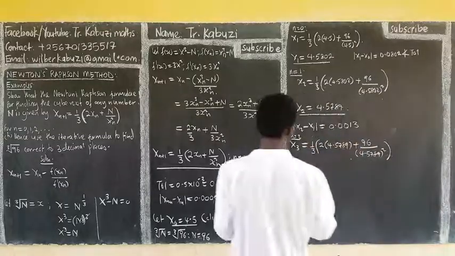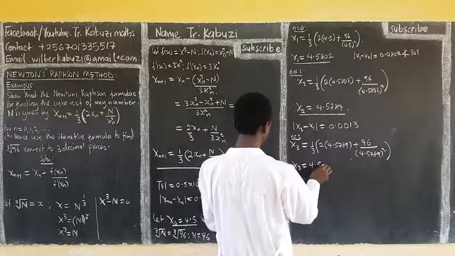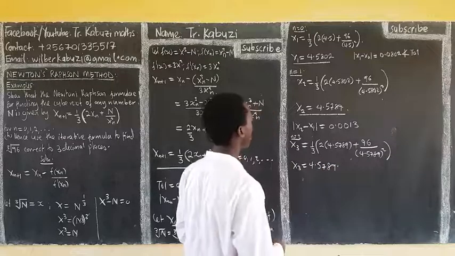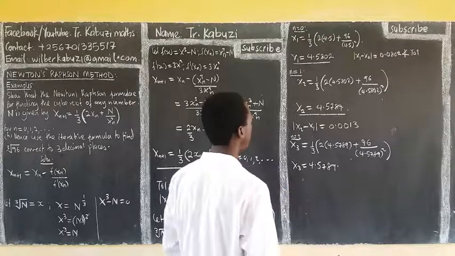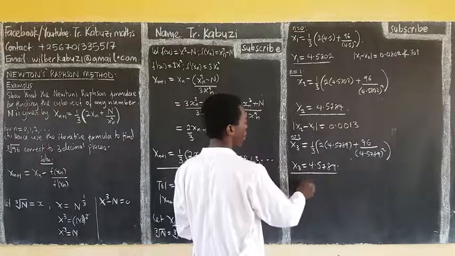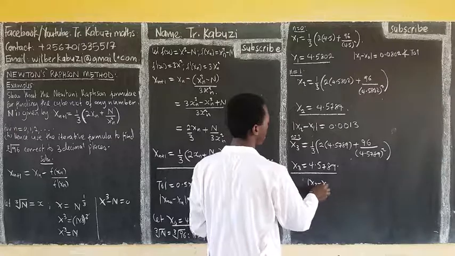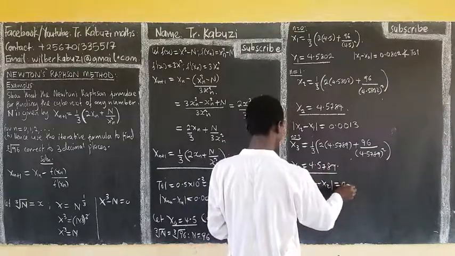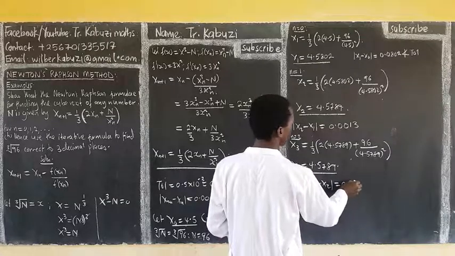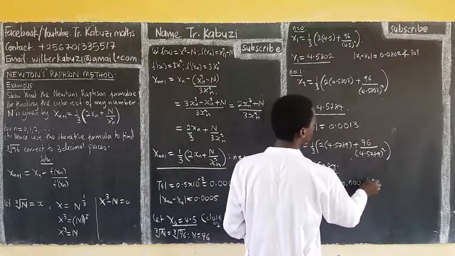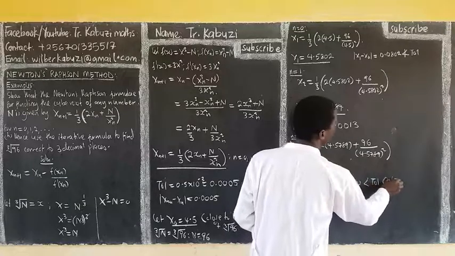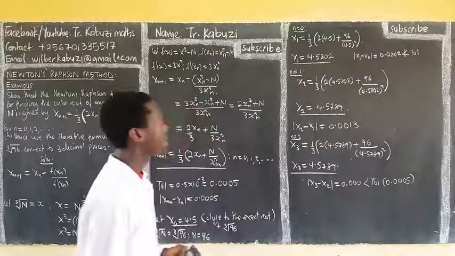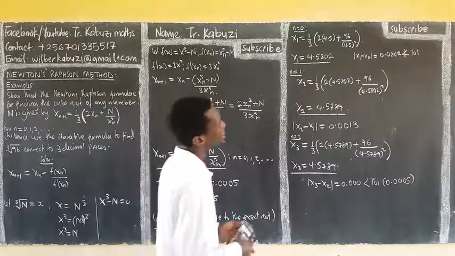here I'm getting 4.5789. And you see that when you subtract this from this, our x3 minus x2 gives us, I think, 0.000, which is less than our tolerance 0.0005. So implying that this is going to be our value.